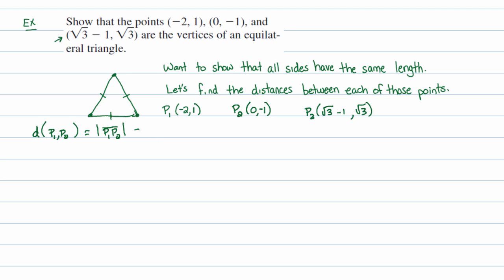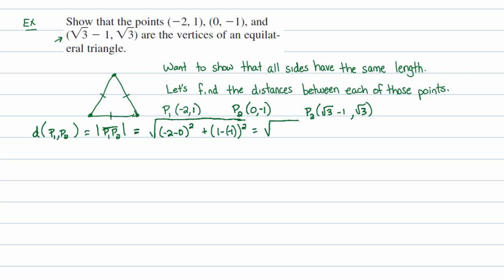Okay, so now I'm going to use the distance formula because I have too many computations going on. I'm just going to quickly go into computational mode. The distance formula says take the square root of the difference between the x values squared plus the difference between the y values squared. I'll use P1 as my first: -2 minus 0 is the difference between the x values, and 1 minus -1 is the difference between the y values for those two points.